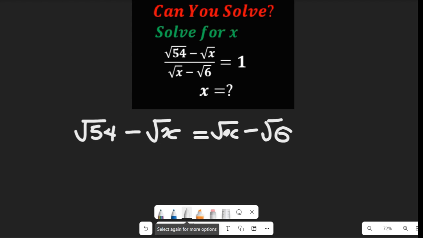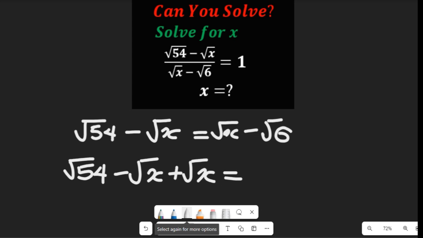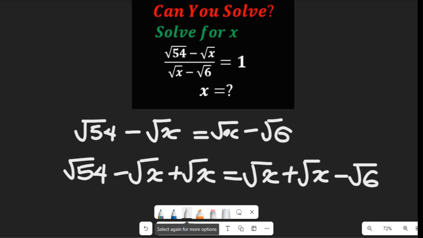We are going to add the square root of x to both sides. That will eliminate the square root of x from the left hand side. So that will give us the square root of 54 minus the square root of x plus the square root of x equal to the square root of x plus the square root of x minus the square root of 6. Great. Now, what do we do next?